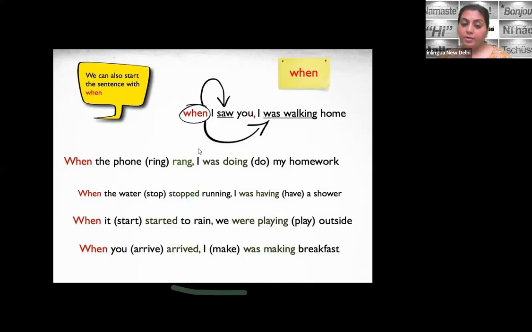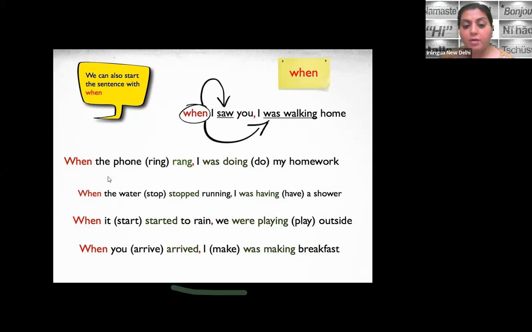Now, some more examples. When I saw you, I was walking home. You can also say, I saw you when I was walking home. You can also say, I was walking home when I saw you. You can start in whatever way you want.